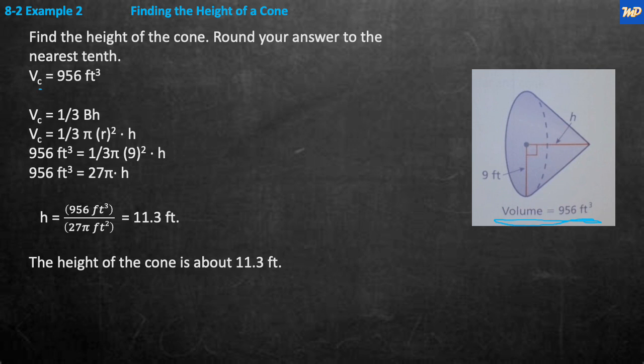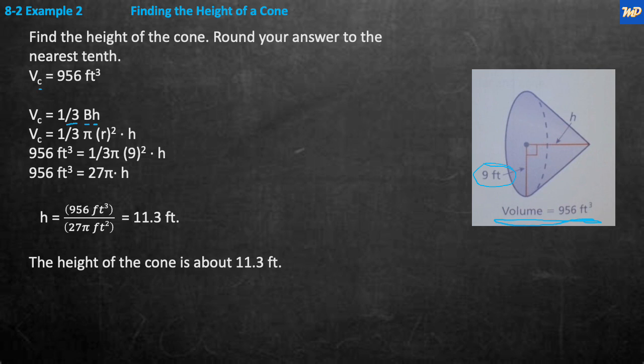And we know our formula is the volume of the cone is going to be 1/3 the base times the height. So again, the volume of the cone is 1/3 pi r squared h. We know what r is. They've given it to us. It's right here. 9 feet is the radius. We don't know h. They want us to find h.